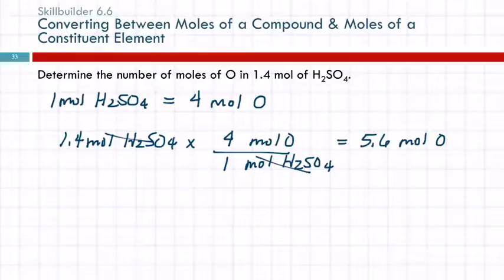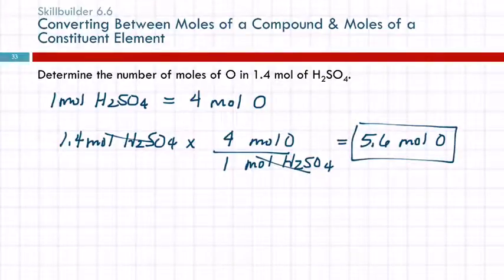If we're considering significant figures, which we should always do, our first number here, 1.4 moles of sulfuric acid, was that exact? No. That's an estimate. There's uncertainty in it. So this has two significant figures. This ratio is exact, and so my answer should have two significant figures. Any questions?